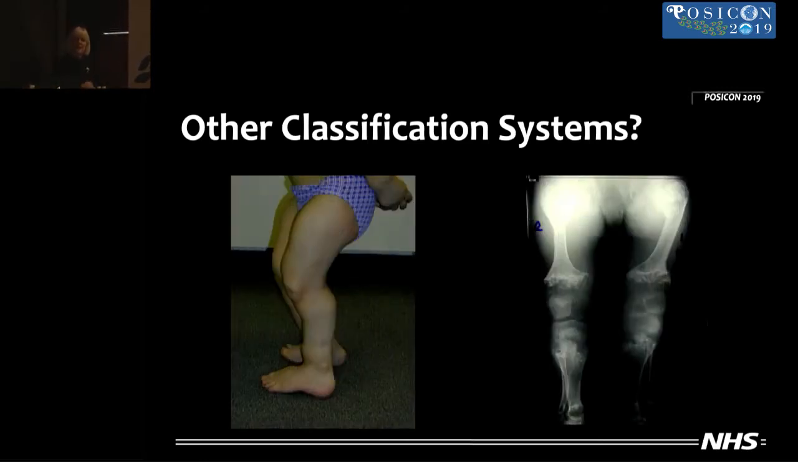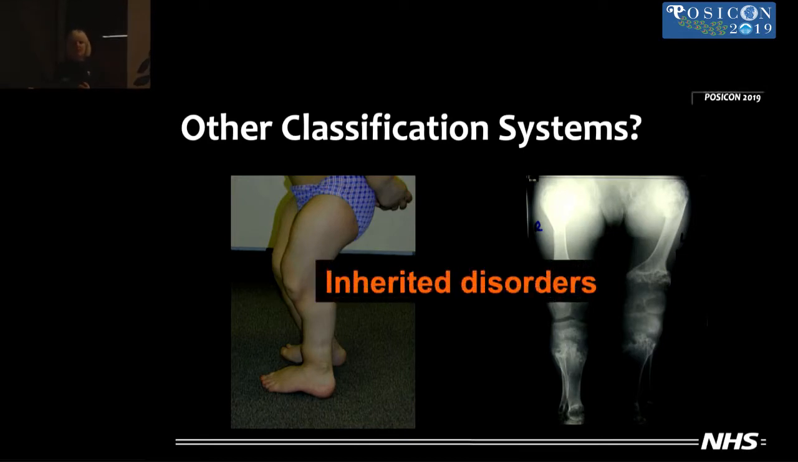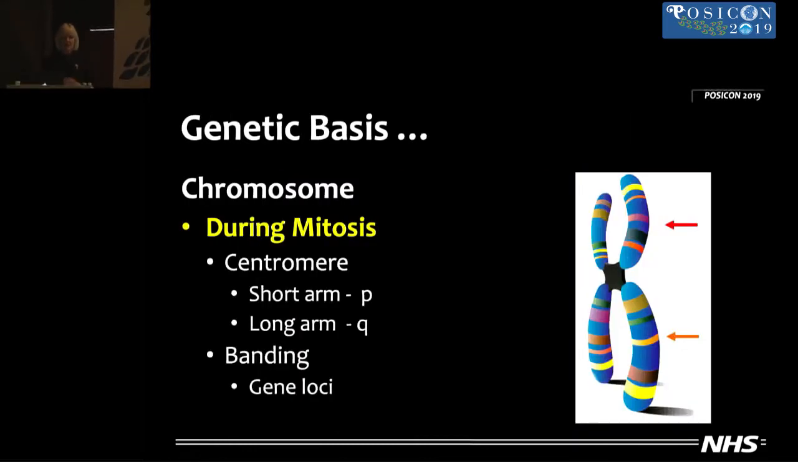But if a pure anatomical classification system is not enough, what else are we learning about these days? Well, we know that the skeletal dysplasias are on the whole inherited. So perhaps we should be thinking about a genetic classification to go with the anatomical classification. We've learned a lot in the last decade or so about the genetic basis of both metabolic and skeletal dysplasias. We know about the chromosomes, the short arm and the long arm. We're beginning to understand where the abnormalities lie.